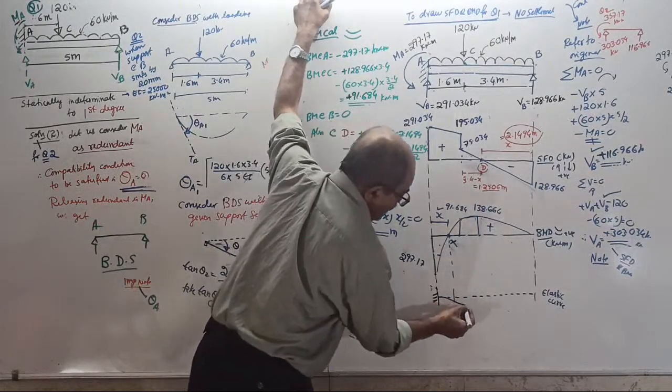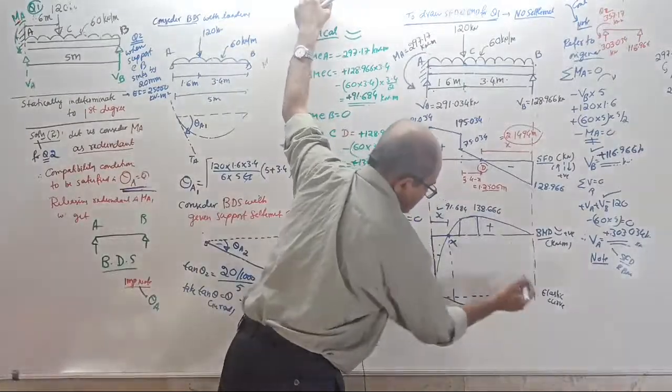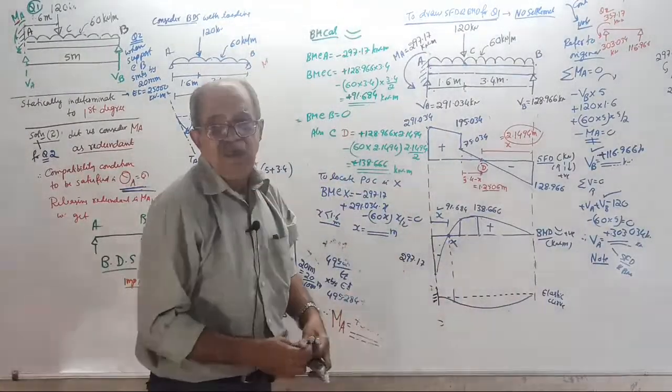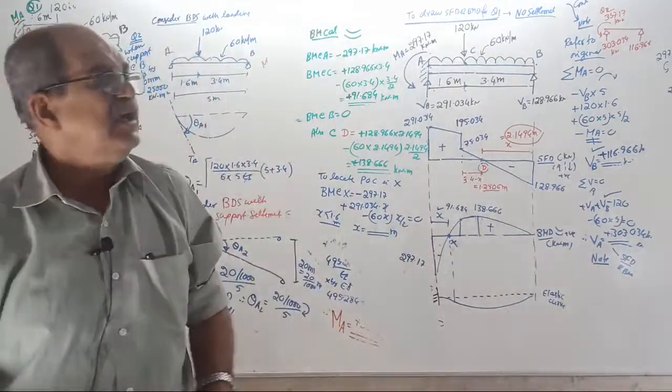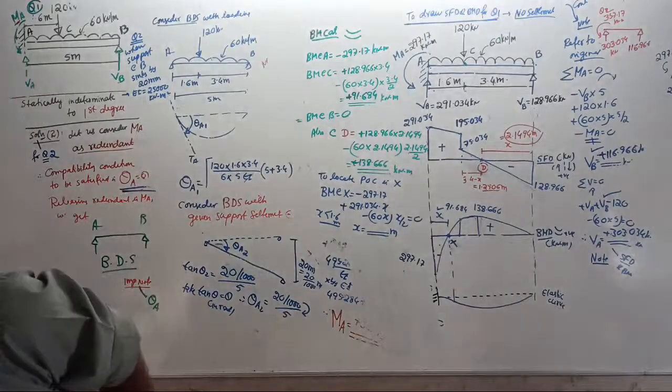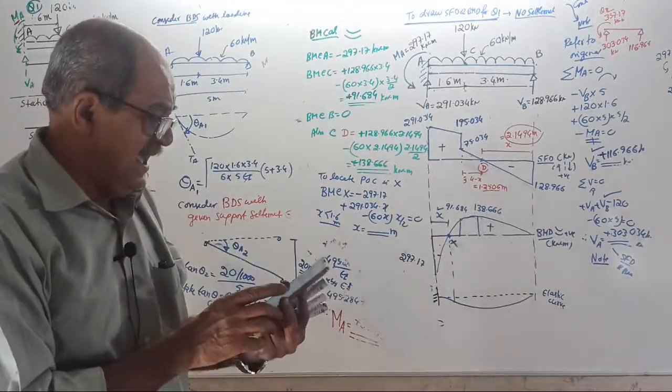Then onwards, the beam will sag. This is the elastic curve. Is the solution completely clear? X is not required. You solve it yourself only. Is the solution completely clear?